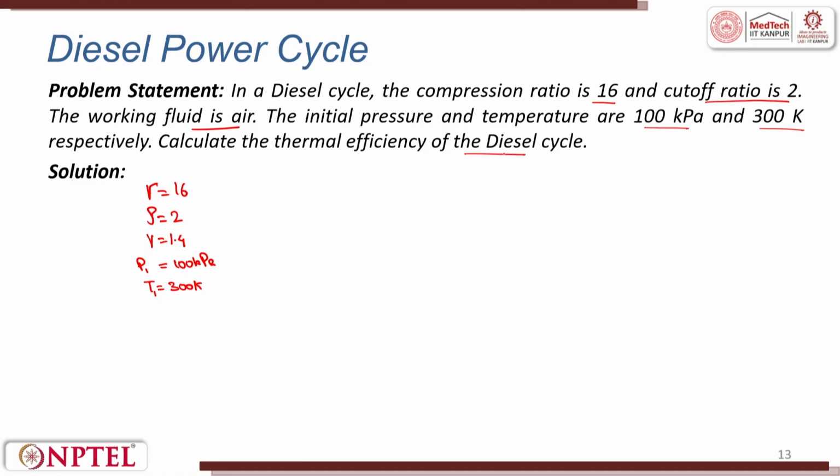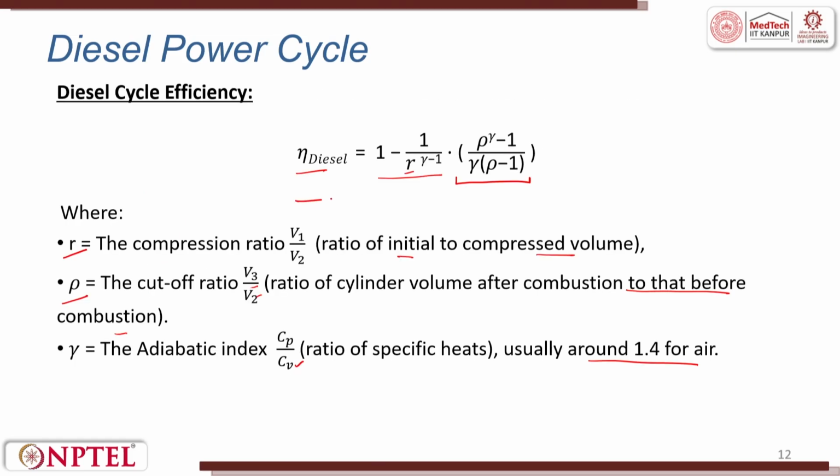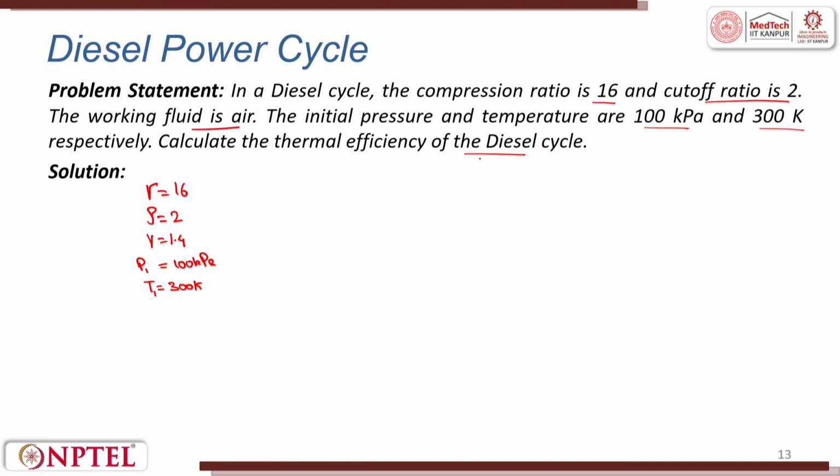This is not a very lengthy numerical. We only need to calculate the efficiency. We need not determine any of the P, V, T values at different points just to calculate the efficiency. Directly we will use this relation. We have r, gamma and rho with us, and putting the values, I will find the efficiency.